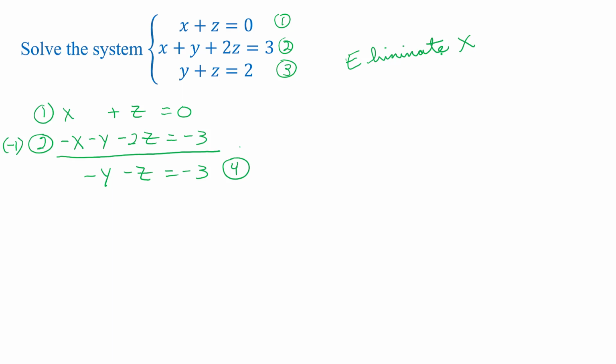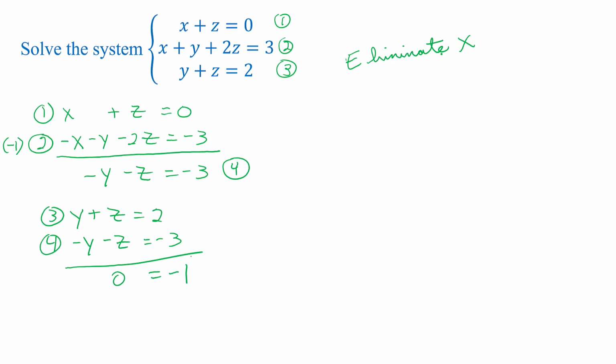Now let's try eliminating y using equations 3 and 4. I can just add those together. Equation 3 is y plus z equals 2. Equation 4 is negative y minus z equals -3. Adding these together, we get 0 equals -1. Well, that's not good. That's not a true statement, and it cannot be made to be a true statement. So what that tells us is that this system of equations has no solution.